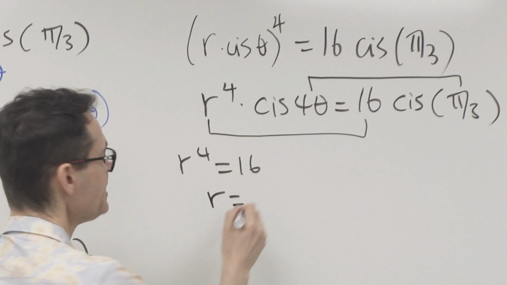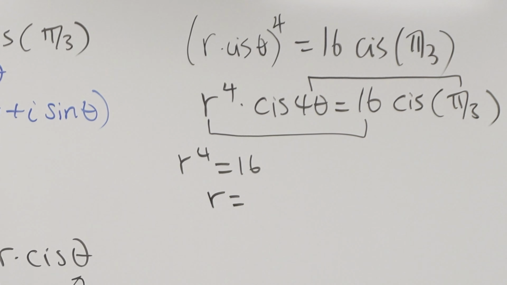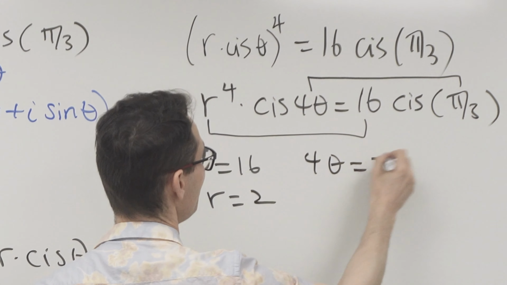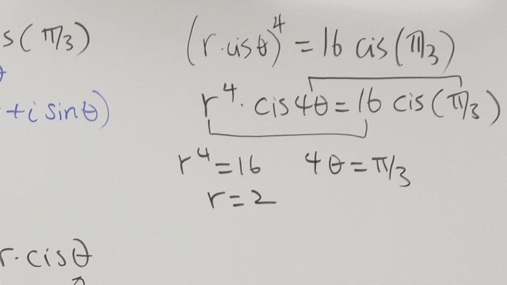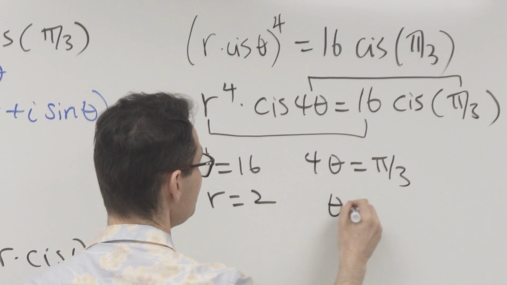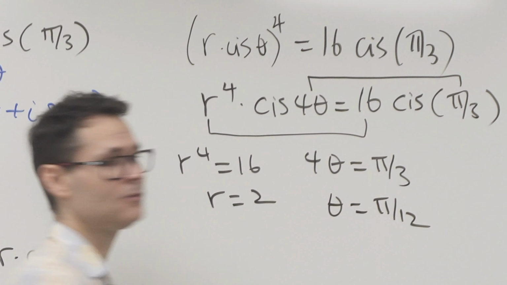So r never can be negative. It's always going to be greater than 0, is equal to 2 to the 4, which is 16. This also tells us that 4 theta is equal to pi over 3. Well, if 4 theta is equal to pi over 3, I can divide both sides by 4, and that tells me that theta is equal to pi over 12.